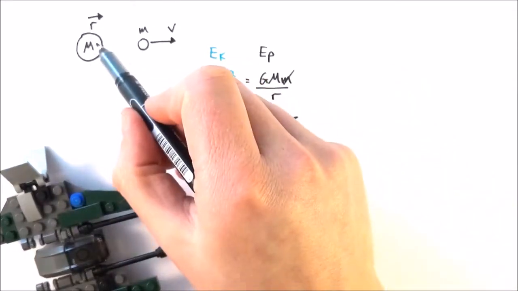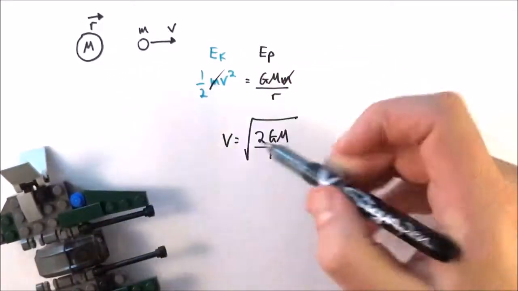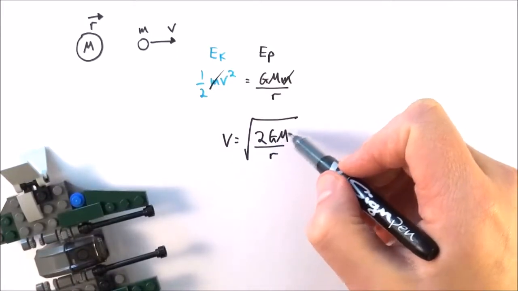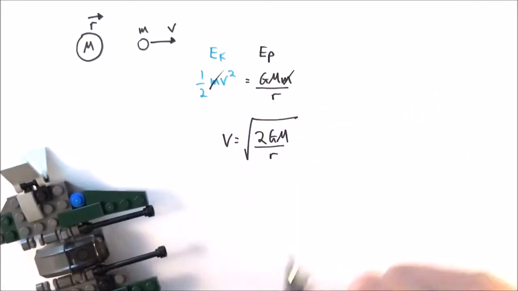So this is an object just being moved vertically away from the surface of that planet. Provided the velocity is bigger than the square root of 2GM over r, it can then escape the gravitational pull.